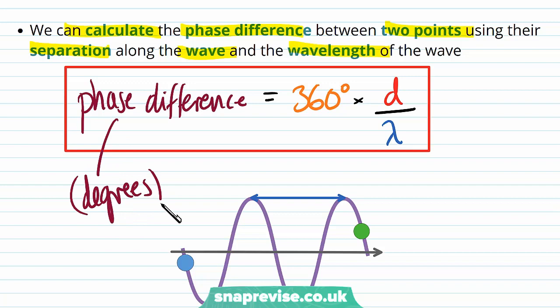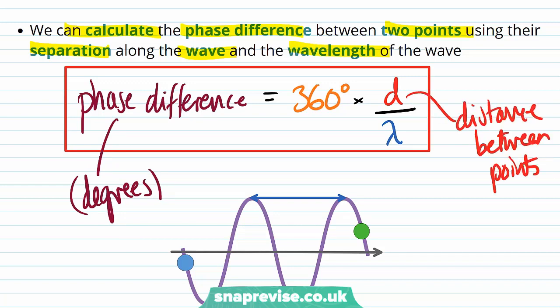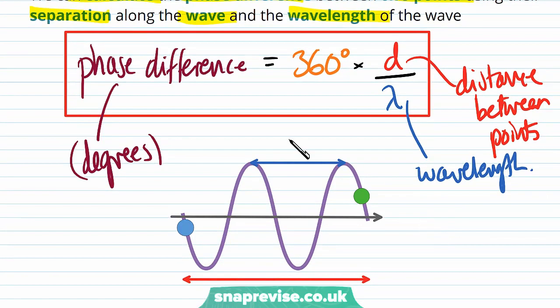We've said d is the distance between the 2 points, and lambda is the wavelength of the wave, of course. We know the wavelength of a wave is given by the distance travelled by one oscillation. So that's the wavelength of our wave, lambda. And we want to do the distance between the 2 points, which is shown by this arrow here, divided by lambda multiplied by 360 degrees.